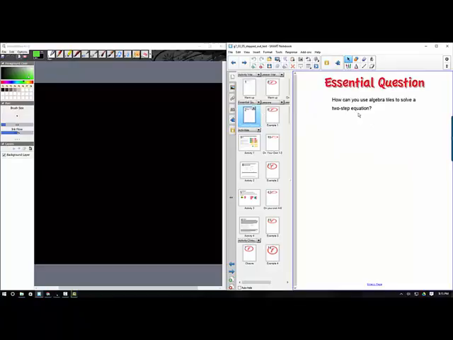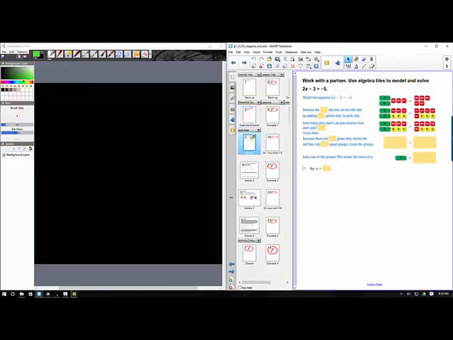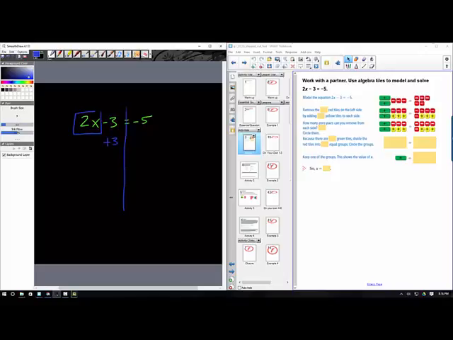Today we're going to say, how could you use algebra tiles to solve for two-step equations? So now we're doing a little bit more work. The first thing we're going to do, and we've been kind of gearing up for this, if I have 2x minus 3 equals negative 5, we're just going to do the same steps that we always do. So we'll box the coefficient, we'll draw our line, we'll first do the addition portion, so I'll say plus 3 to both sides, and now I'll have 2x equals negative 2.